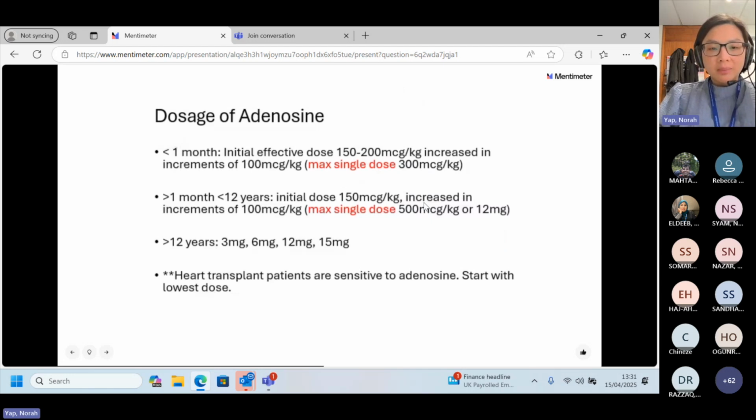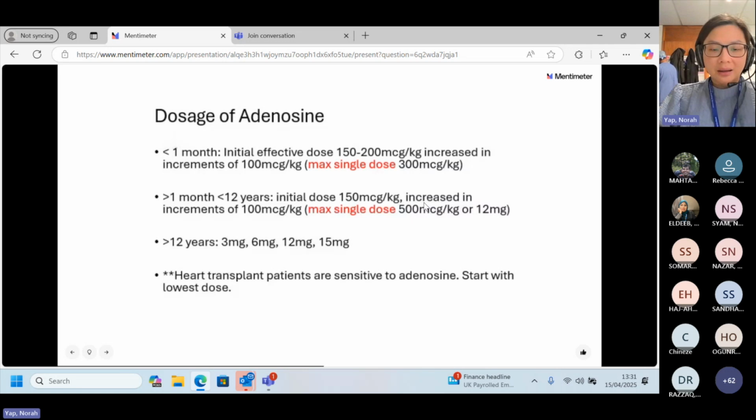So in terms of the dosage of adenosine, you can find this in BNF, but essentially less than a month old, the maximum dose is 300 microgram per kilo. I'm talking about single dose, not cumulative dose. So you can give multiple 300 microgram per kilo doses if you want, because it's going to metabolize very quickly.